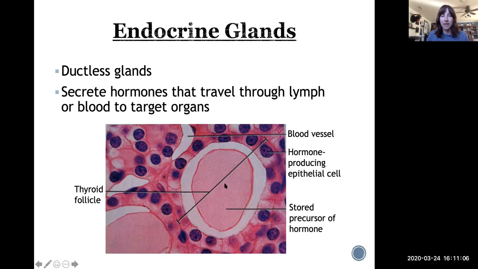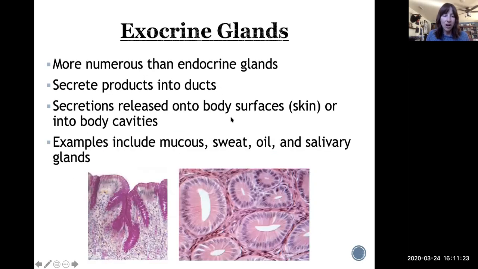This is not looking down a tube. We're not looking down a duct. This is a bubble, right here, okay? So the hormones that it produces travel through lymph or blood to the target organs. So no duct. Exocrine glands, in contrast, looking at one from the side, right?